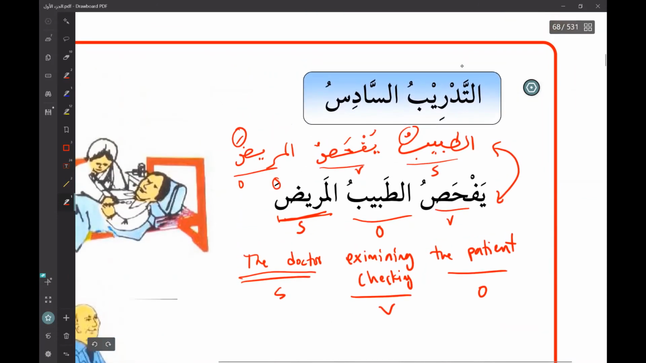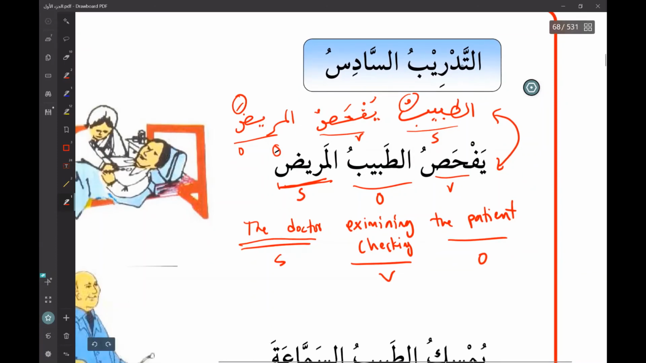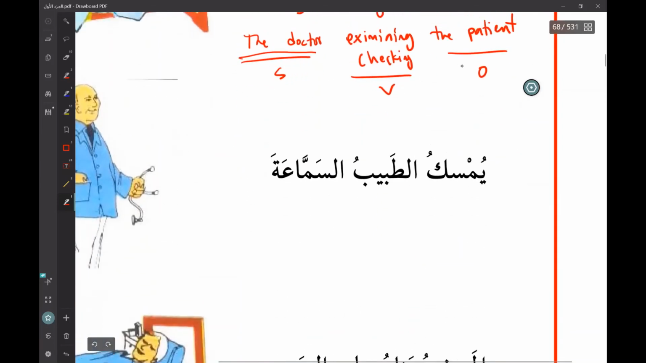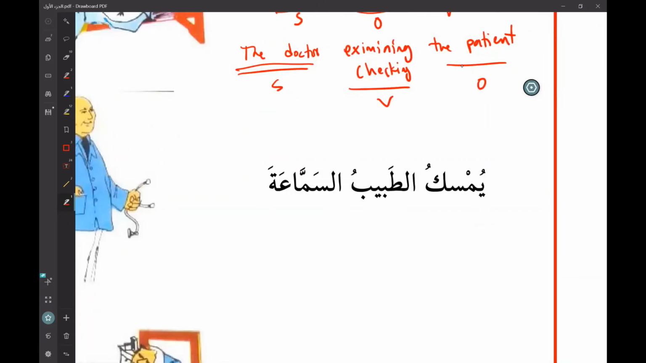So bottom line, we can start with the subject just like English. We can say at-tabibu yafhasu al-marida, but we can also start with the verb, yafhasu at-tabibu al-marida, which is something we cannot do in the English language. Make sense? جيد. The next one we have yumsiku at-tabibu as-samma. Same thing, we're just having the verb in the beginning.